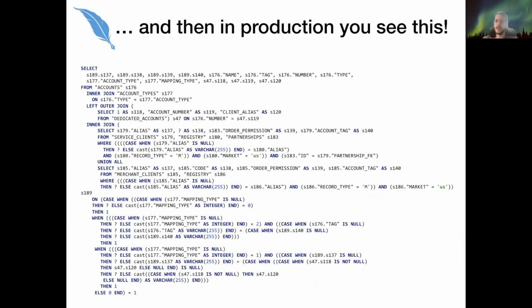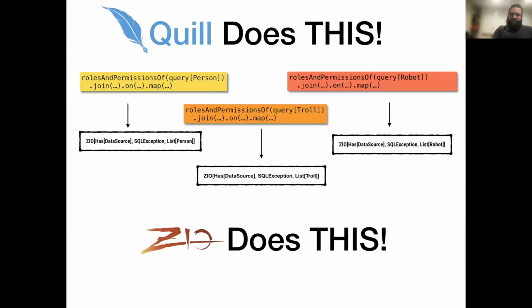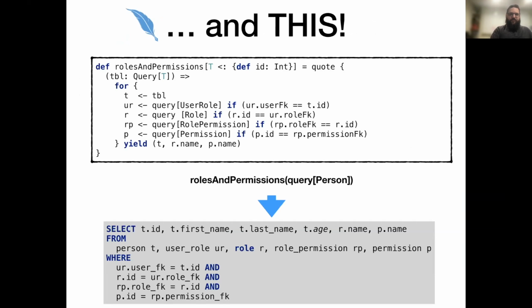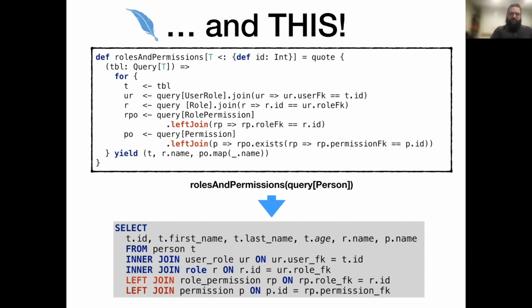And that's a question, Alex. We got one from Dom Dorn. Can you go back please, to two slides ago, I think. Dom Dorn was wondering how does Quill figure out which columns to join on in a person, troll, and robot, the roles and permissions? Let's look at it. There we go. So in fact, let's look at this example.